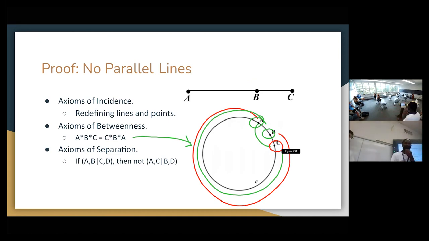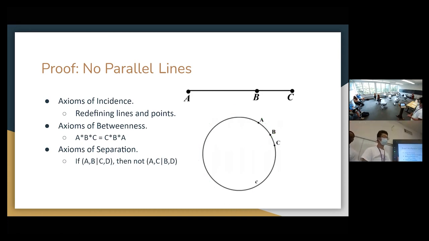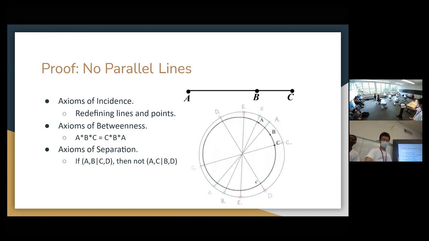That leads us into our next axiom, which is the axiom of separation. So as he said earlier, the axioms of betweenness is ill-defined in elliptic space, and that's because C is technically between B and A and also between B and C. So this is why we need to exchange this in relation with the axioms of separation, which is right here.